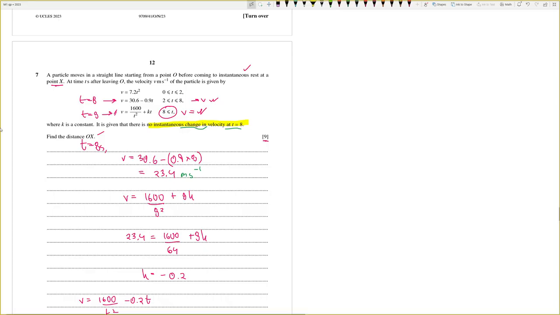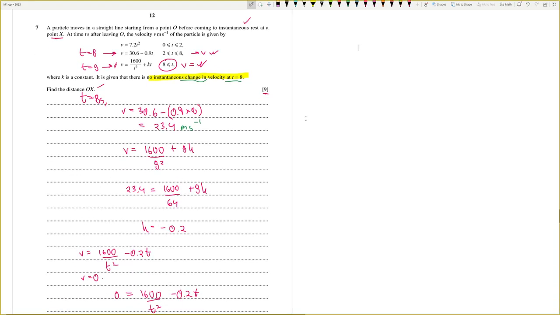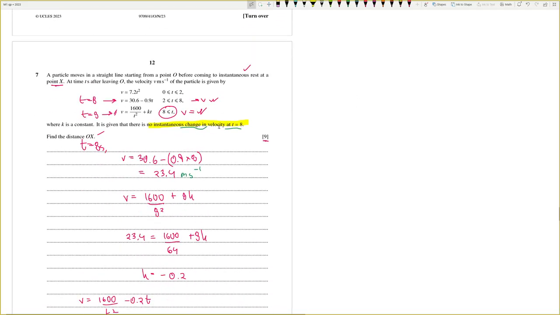Now, what are we asked to find? The distance OX. So it comes to rest at a point X. To find the distance, we have to integrate velocity to find the displacement. But before that, we need to know when it actually comes to rest. So you can input v = 0.